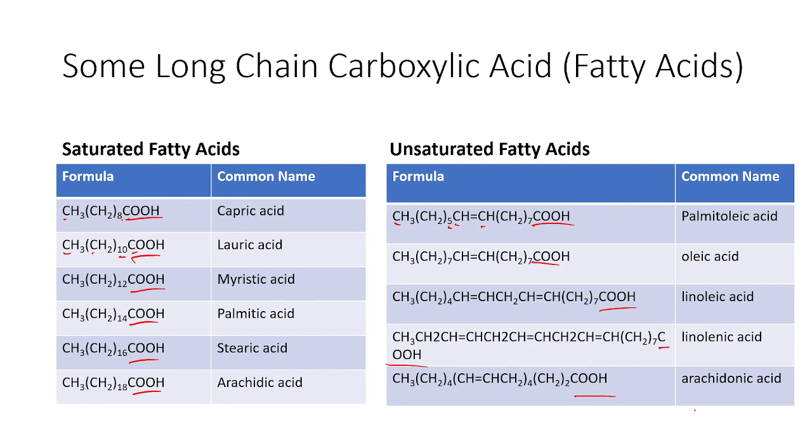Tapos, meron tayo dito sa arachidonic acid. Check lang natin. So, we have here 5, 5 plus 12, 17, 20 naman yata ito. Okay? So, yun yung ilan sa mga unsaturated fatty acids natin.